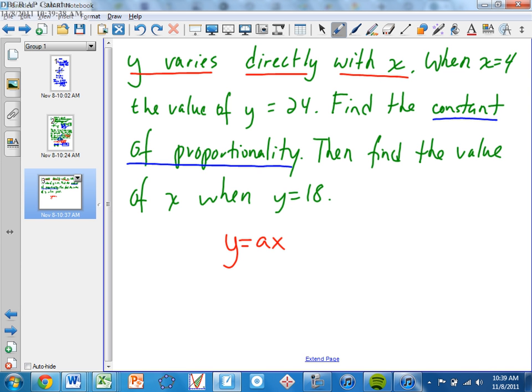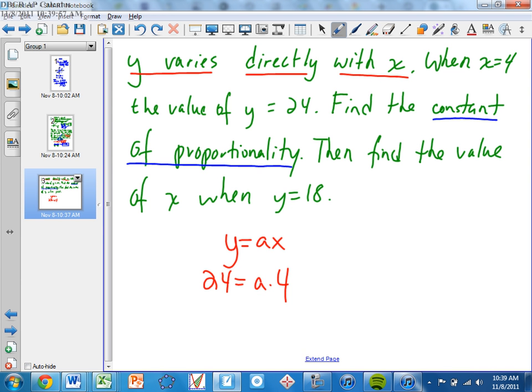Now, the second part says when x equals 4, the value of y is 24. Okay? So let's look for a second. When x equals 4, the value of y is 24. And then it says, find the constant of proportionality.